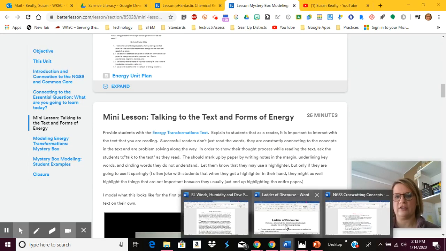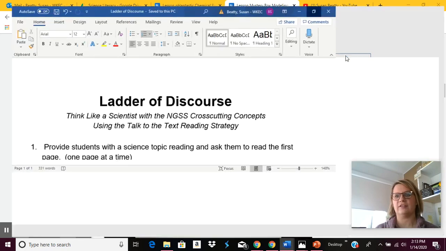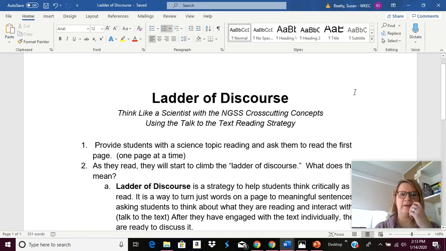I just want to share this activity that I found, or it's not really an activity, it's a strategy that I found that relates reading text to the cross-cutting concepts of the science standards, which I think is really important. That's kind of what caught my eye when I was looking at it. Many of you have probably heard about the strategy of talking to the text. That's not a new thing. That's something that's been around for a while.